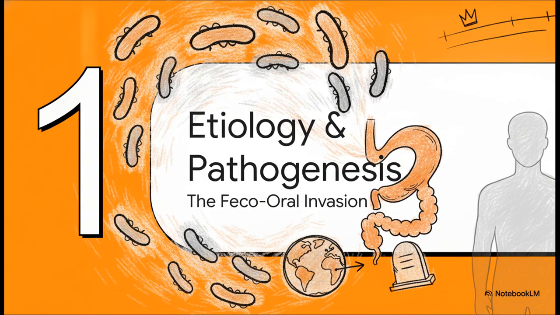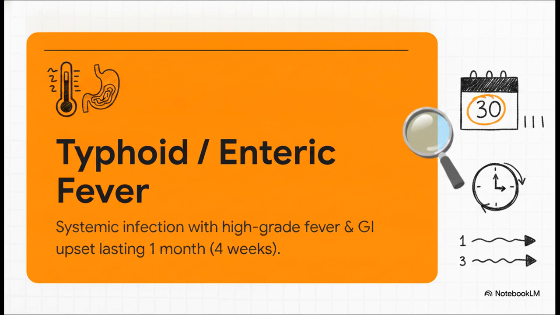Starting off with Section 1, Etiology and Pathogenesis, or as I like to call it, the fecal-oral invasion. To truly appreciate this disease, you've got to realize it is historically one of the biggest killers of the human race. So let's get our terminology absolutely straight right out of the gate. You're going to hear enteric fever and typhoid fever used interchangeably, but they are the exact same systemic infection. It's classically defined by a high-grade fever and major GI upset that lasts for exactly 1 month, literally 4 weeks.